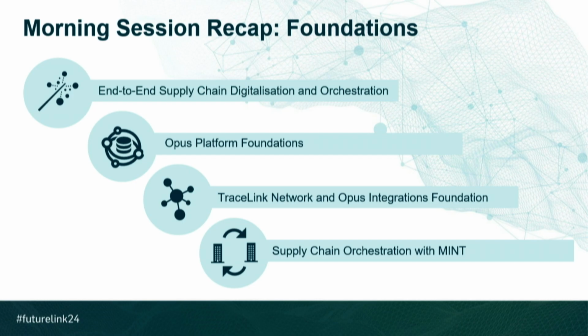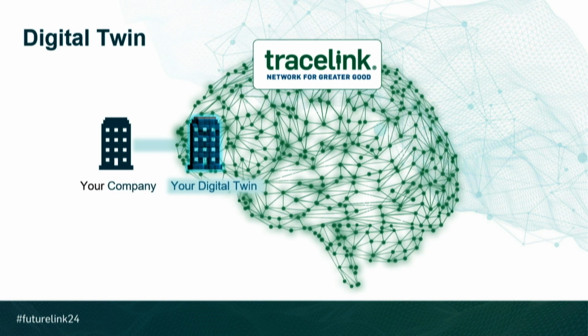So first of all, we heard Burke and Swanand talk about end-to-end supply chain digitalization and orchestration. Then Bob spoke about how the Opus platforms lay the foundation for end-to-end supply chain digitalization. Caitlin then gave a presentation about the unique aspects of Tracelink Network and how they enable seamless integration with partners with the Opus Integrations Foundation. And then lastly, Terian spoke about supply chain orchestration with Mint. So that's what we covered this morning with the series of tech talks.